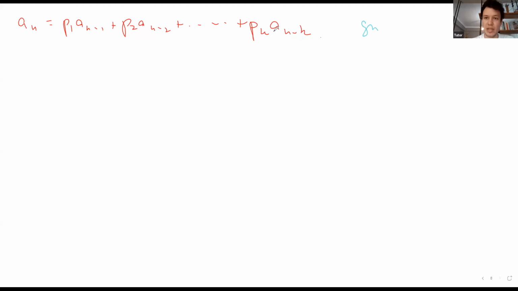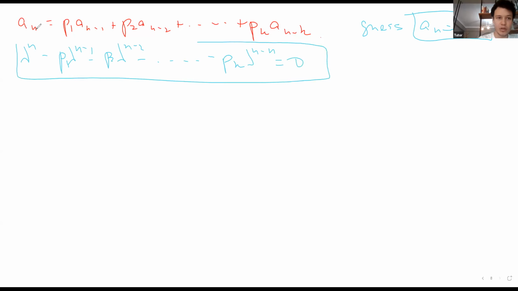So basically, you are going to do the guess a_n is equal to lambda to the power n. So the same idea. Now, what happens if I plug this in here? I'm going to get lambda to the n minus p1 lambda to the n minus 1 minus p2 lambda to the n minus 2. So what I'm doing is I'm taking all of this stuff and moving it to the other side. And then minus pk lambda to the n minus k is equal to 0.